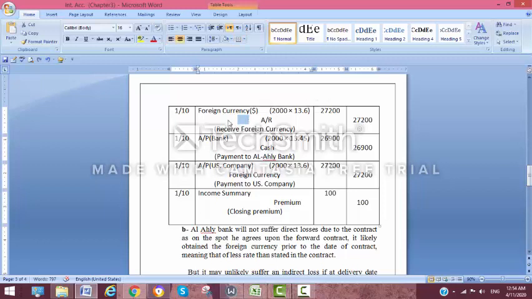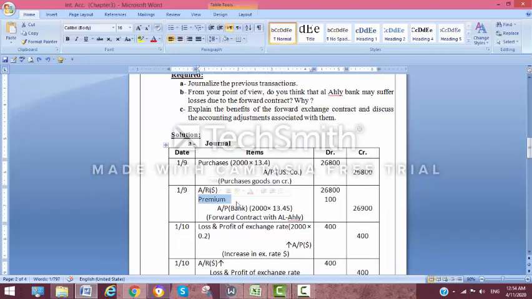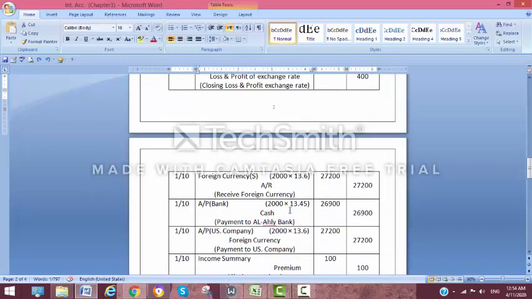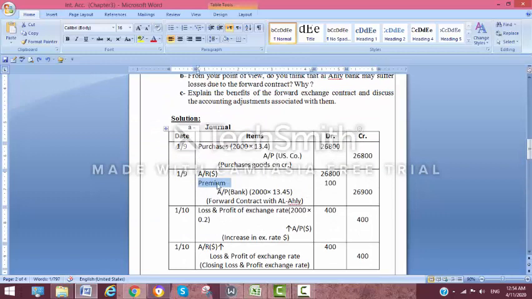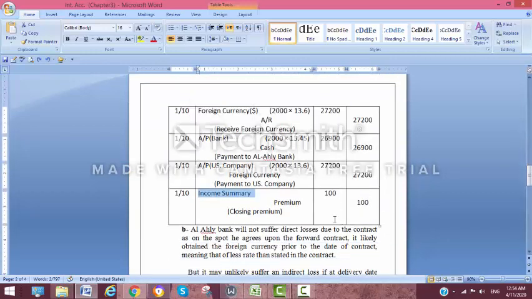27,200 Egyptian pounds. For the three transactions, this is very important: the first transaction, you receive the American dollars from the bank; after this, you paid the Egyptian pounds in the bank; after this, you paid the American dollars to the USA company. The last transaction is closing the premium. This is by debit, and you need to make the closing by credit in income summary. How to record it in the journal entry: the last transaction, the premium closing. You debit income summary and credit premium, 100 debit and 100 credit.